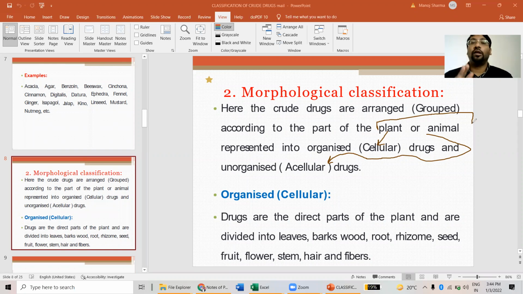Now, as soon as you hear the word cellular, you are able to understand that they will be having a group of cells or tissue. A group of cells we call tissue, and group of cells means when the cells perform specific functions and have specific structures, or similar structure, we call that tissue.